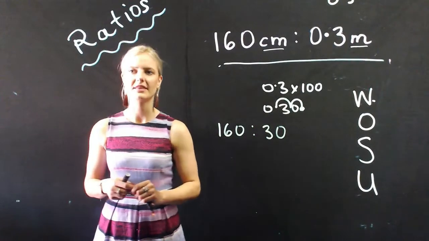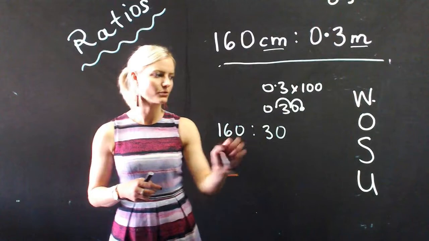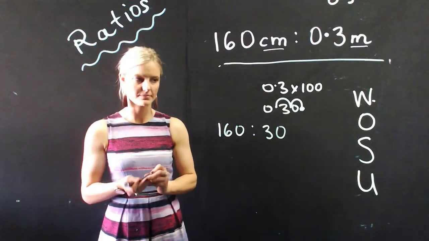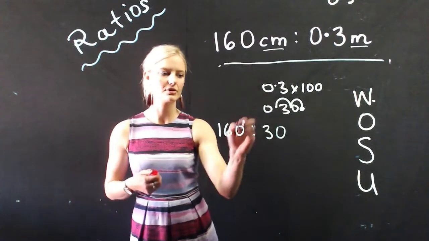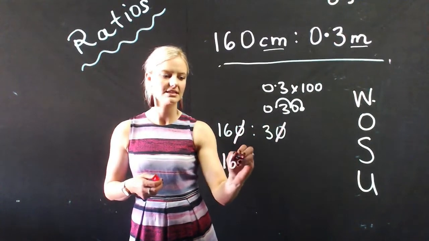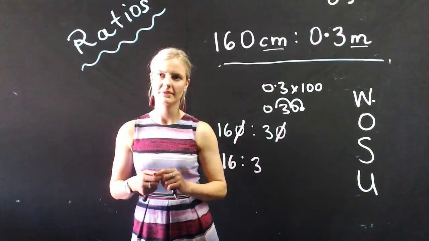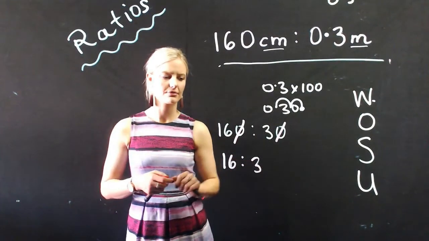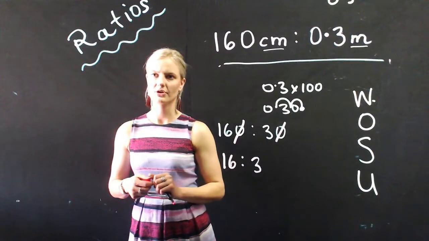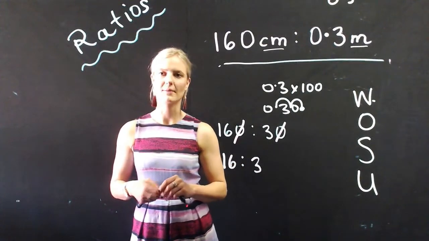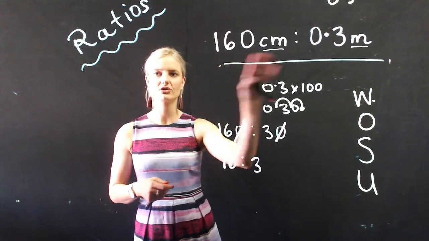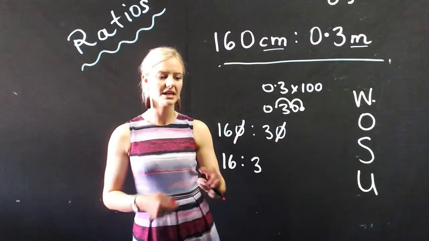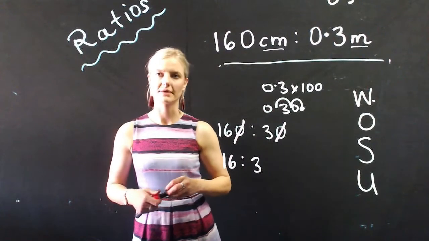Let's try to simplify this, and noting that I'm keeping it in the same order every time. Let's divide both sides by 10 to begin with. If we divide both sides by 10, we're left with 16 is to 3. Are there any common factors between 16 and 3? No, there are not. So our lowest ratio, our most simplified, instead of 160 centimetres to 0.3 metres, is 16 to 3.